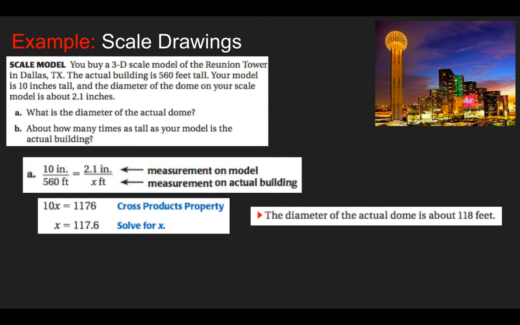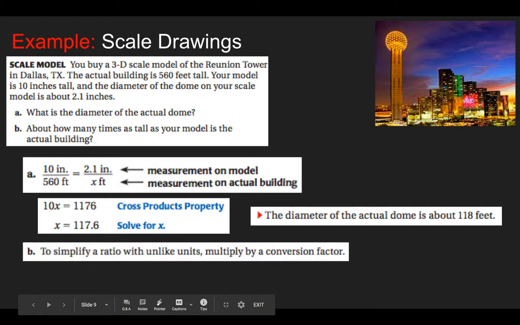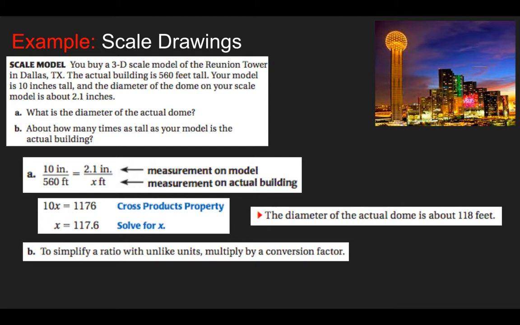Part B, about how many times as tall as your model is the actual building? In order to find this scale, we will need to simplify a ratio with unlike units. In order to convert to the same units, we'll have to use a conversion factor. This is an easy one because we know that there are 12 inches in 1 foot.